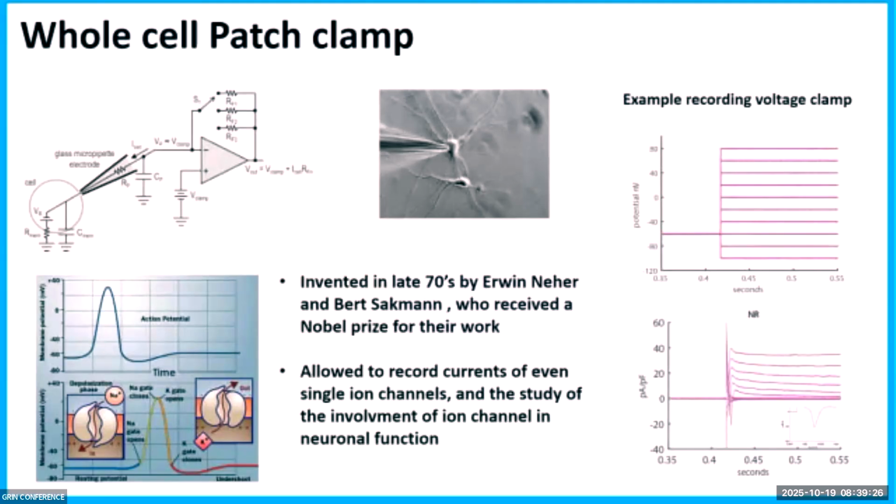So this is just generally whole-cell patch clamp. It was invented in the late 70s by Neher and Sakmann, who received the Nobel Prize for it. And it allows us to record specific currents, even from specific ionic channels. And it currently is the only way to measure specific currents from single neurons.